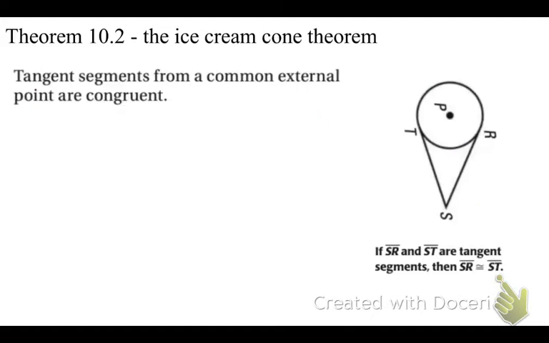Okay, theorem 10.2, I like to call the ice cream cone theorem because the drawing for it looks like an ice cream cone. So what it says is tangent segments from a common external point. Common meaning they're the same, they meet. External means it's outside of the circle, and it's a point, okay? And it says that tangent segments from a common external point are congruent, okay? So here's our common external point.